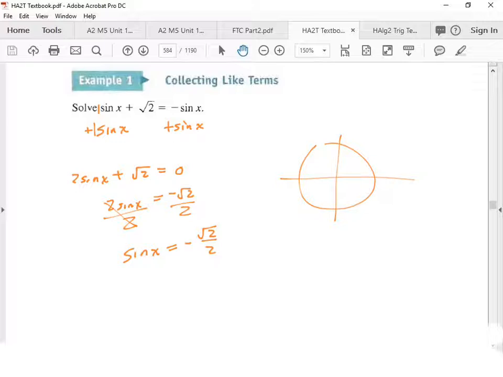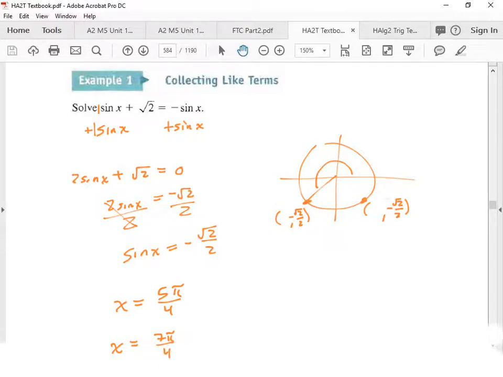Where on our unit circle do we get a negative rad 2 over 2? Now we're talking about sine, so we care about the y values. Did you guys get these two right here? This one's negative rad 2 over 2, and this one has a negative rad 2 over 2 for the y value. So what is this angle right here? Tell me radians. That one's 5 pi over 4. And what's the other one? 7 pi over 4. You're correct.